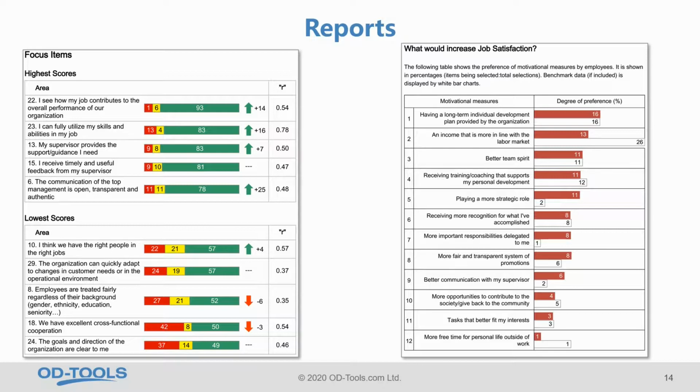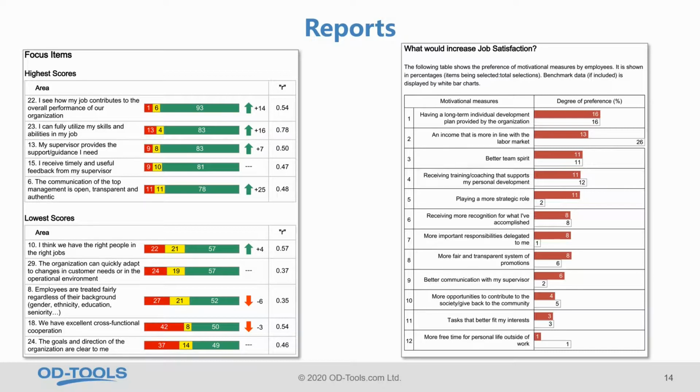Only 50% of mid-managers agree with this item. That's significant. And the correlation value is also very high. And that's a kind of low-hanging fruit. And on the right, you see an example for what would increase job satisfaction for the middle managers.